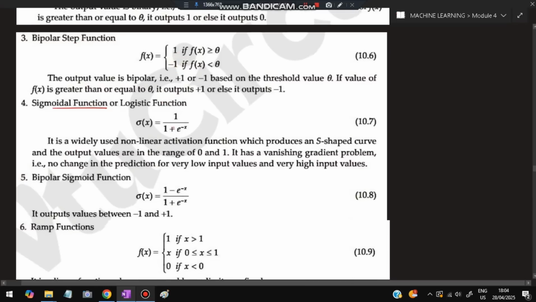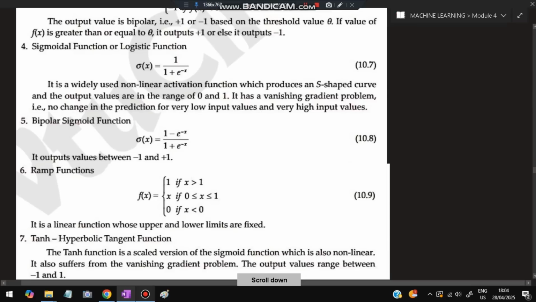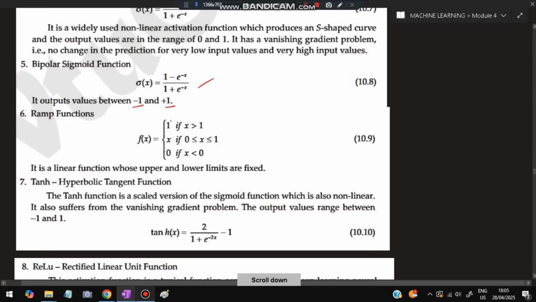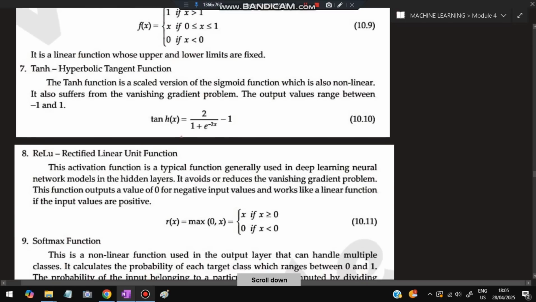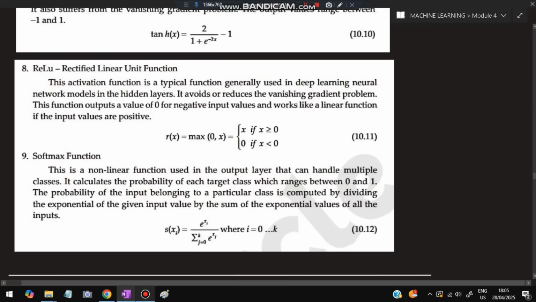In the sigmoidal function, we'll have this value here, which gives us an output in the range of 0 and 1. Bipolar sigmoid is the reverse of this. Here in the numerator we'll have this also, so it outputs values in the range of -1 and 1. This is 0 to 1, this is -1 to 1. Ramp functions: the output will be either 1, 0, or the x value. Tanh is another type of activation function, which is used for the vanishing gradient problem. And ReLU is the most used one, which gives x if x is greater than or equal to 0, and 0 if x is less than 0.